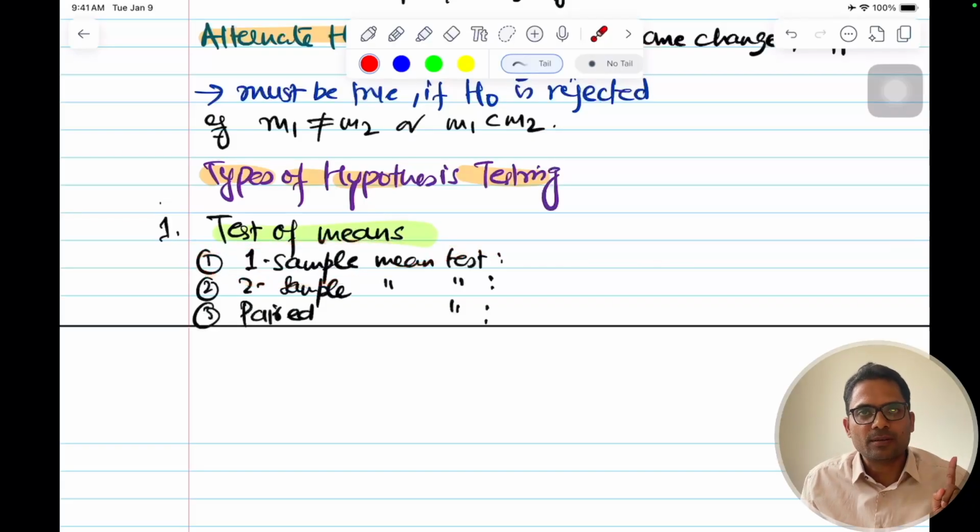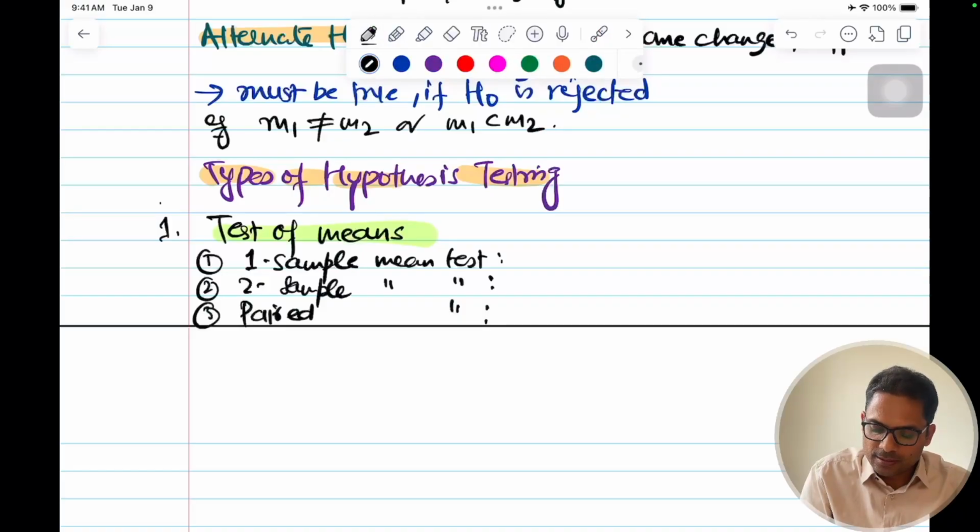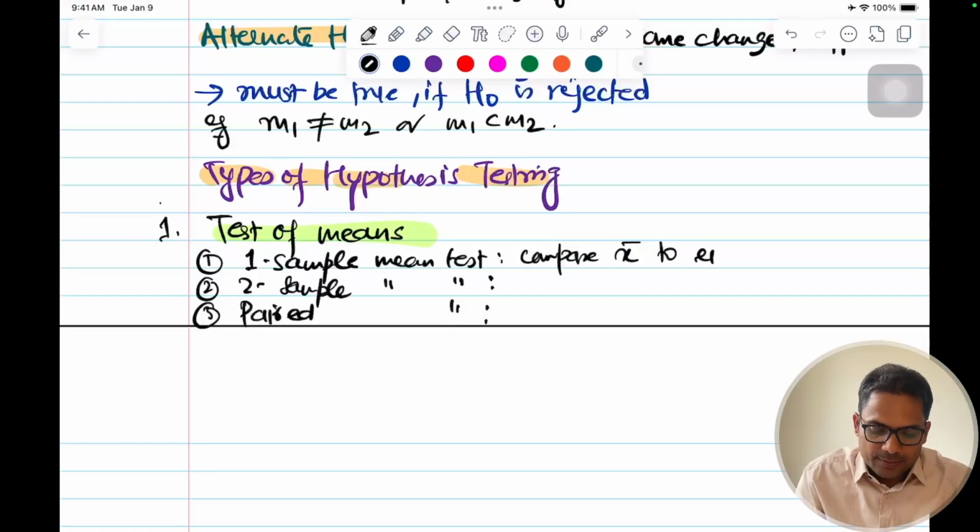I have only one set of sample, say average height of people from one standard 10th class, and I say that the average height is this much. I know that is the population, and whether the sample that I have collected is representing the same value or not. So that will be why one sample mean test. So that is compare sample mean to population mean. Okay, so that is one sample.